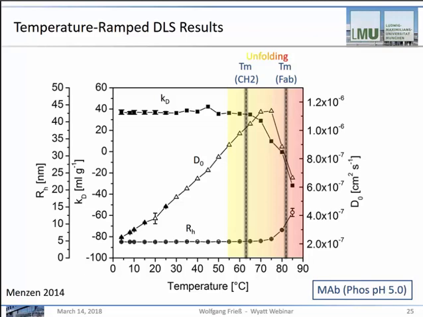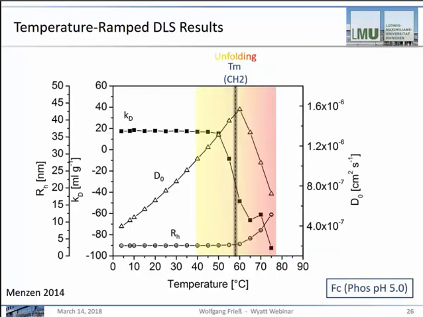However, we don't see this substantial precipitation, this substantial decrease in the interaction parameter, and we can also follow this slight unfolding event. Although we don't notice precipitation, we see that we have associates formed at temperatures higher than 80 degrees C. At the low pH, we had seen that the Fc part unfolds much earlier.